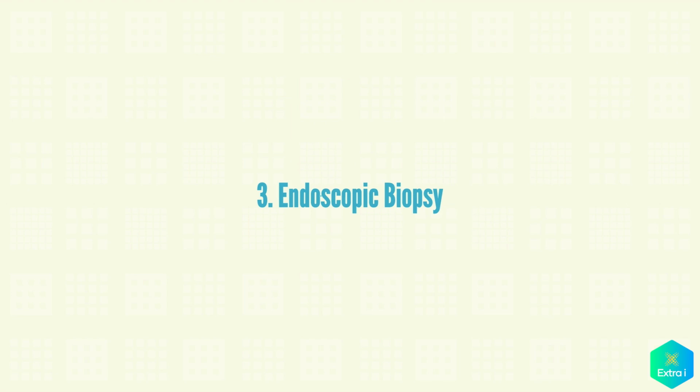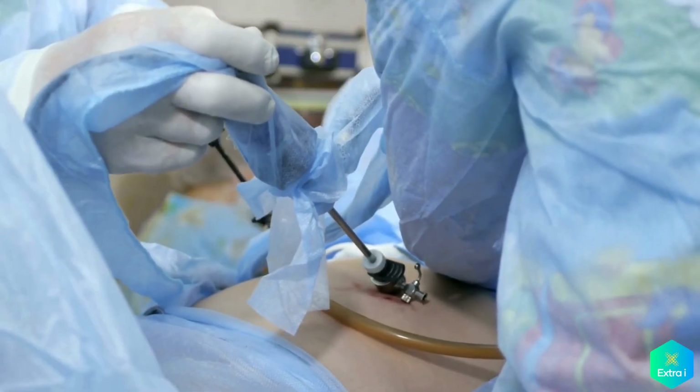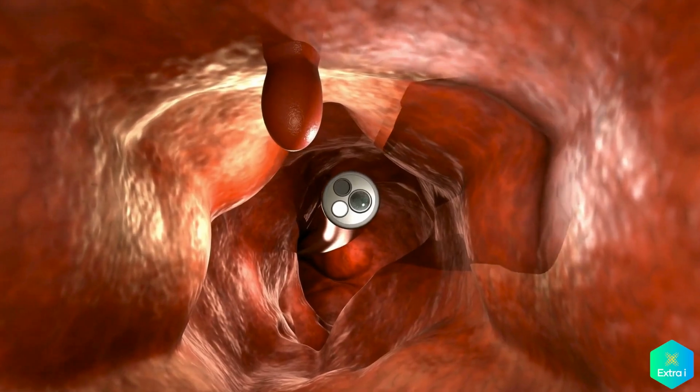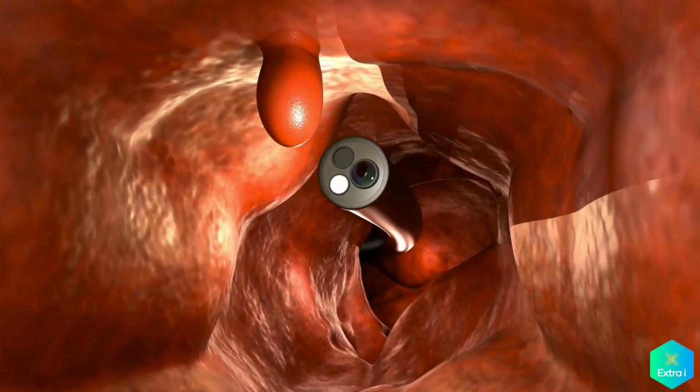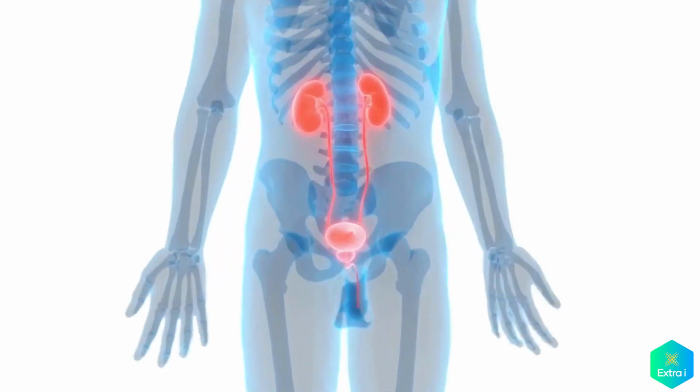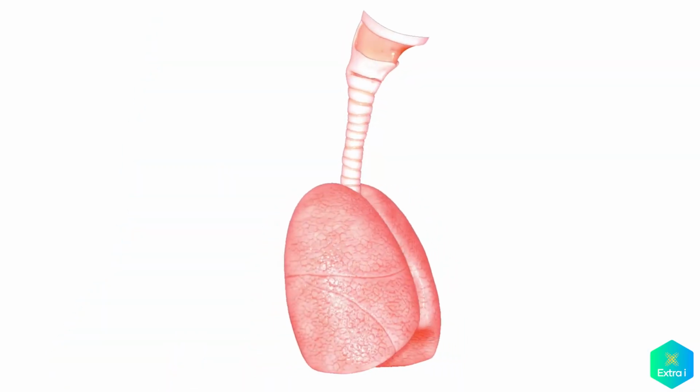Endoscopic biopsy. A flexible tube with a camera and tools, known as an endoscope, is used to view and collect tissue from inside the body. This can be from areas such as the gastrointestinal tract, bladder, or lungs.